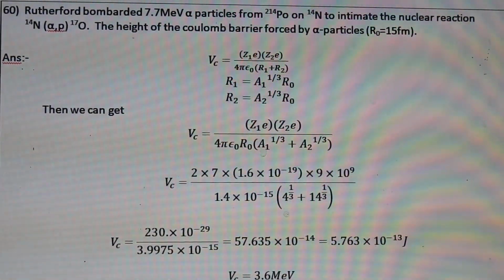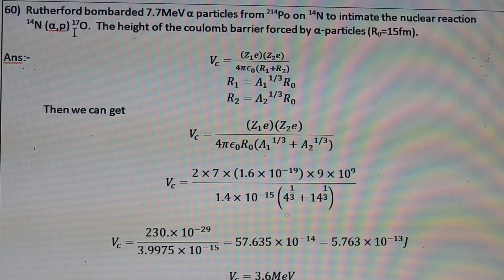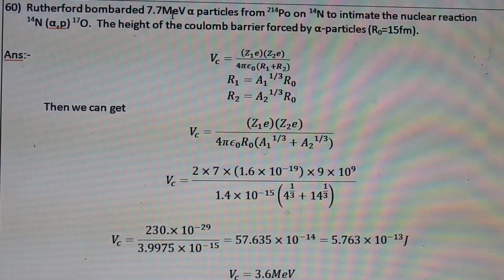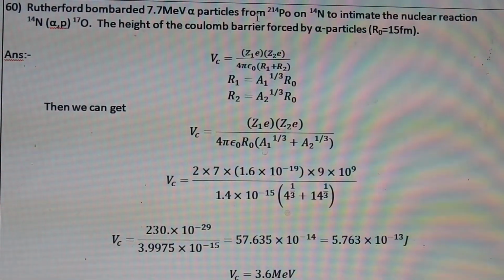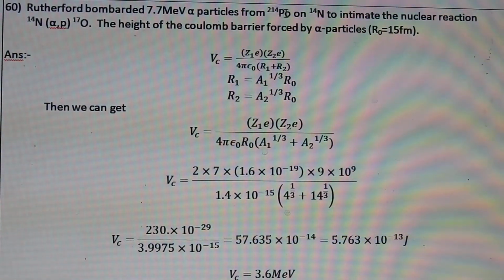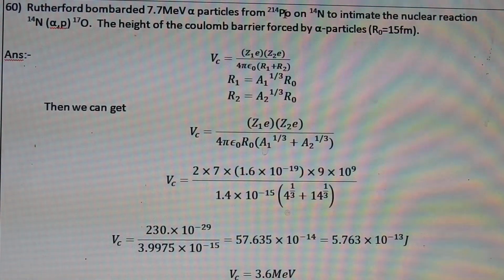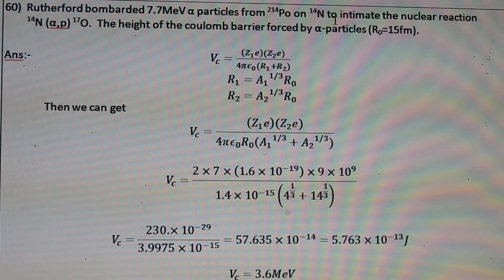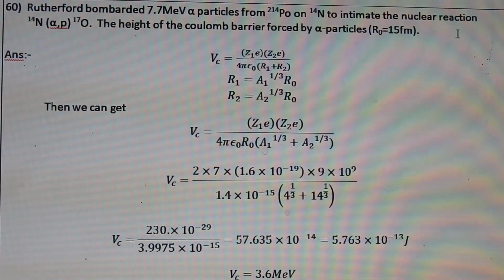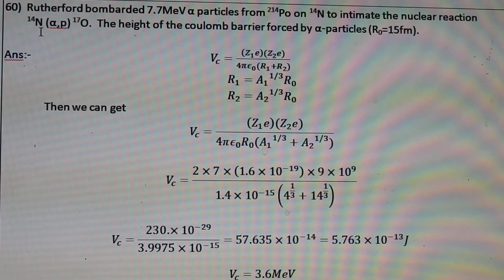We can see the 68th problem. Rutherford bombards a 7.7 million electron volt alpha particle, which is emitted by polonium 214. So this is emitting the alpha particle. It is incident on nitrogen 14 to initiate the nuclear reaction. Nitrogen 14 plus alpha particle gives a proton, and it becomes oxygen 17.